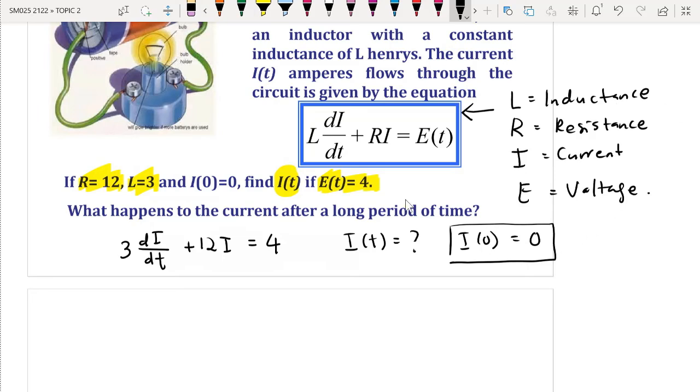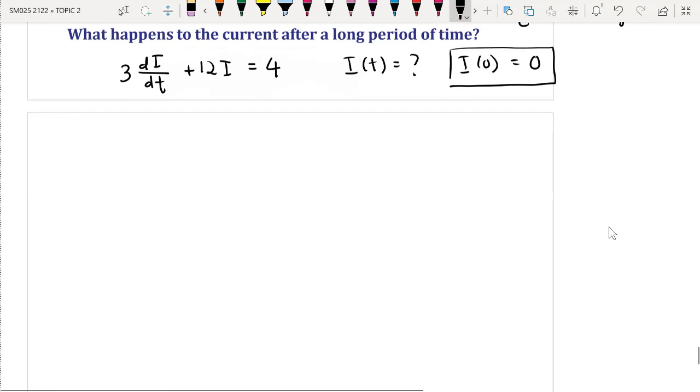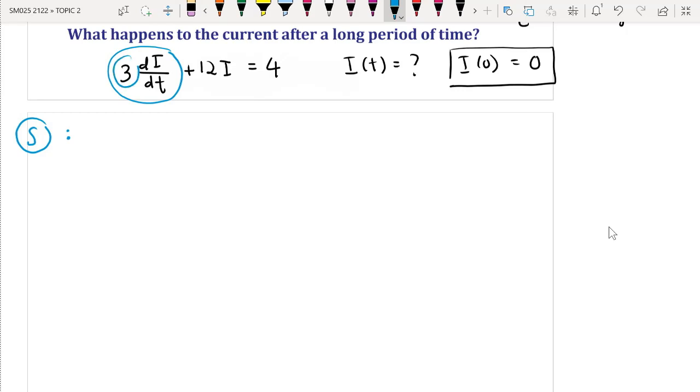Alright, so now first we have to solve the DE part first, the differential equation. As I mentioned before, we will use the integrating factor method. So remember 5 main steps for this. Start with the first one, S. S stands for standard form. For standard form, the derivative must remain as a single derivative. We now have an extra constant of 3.